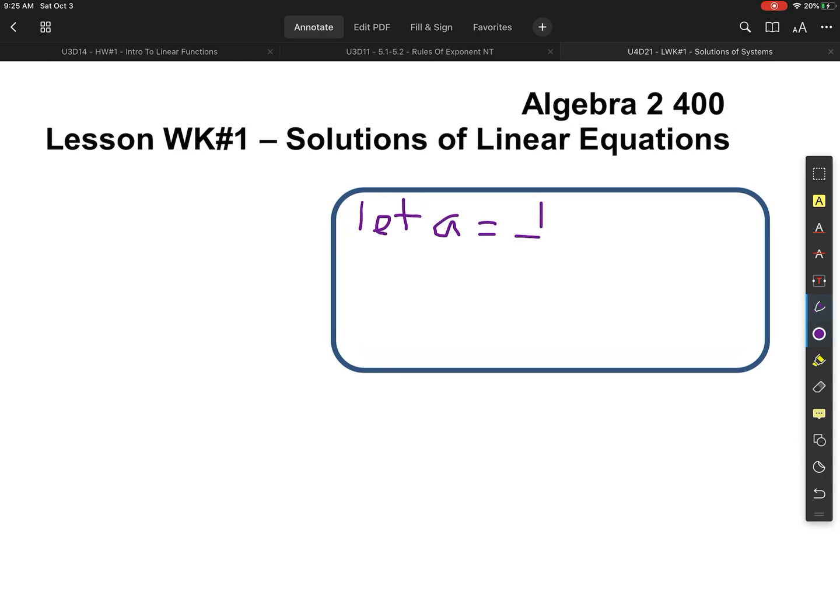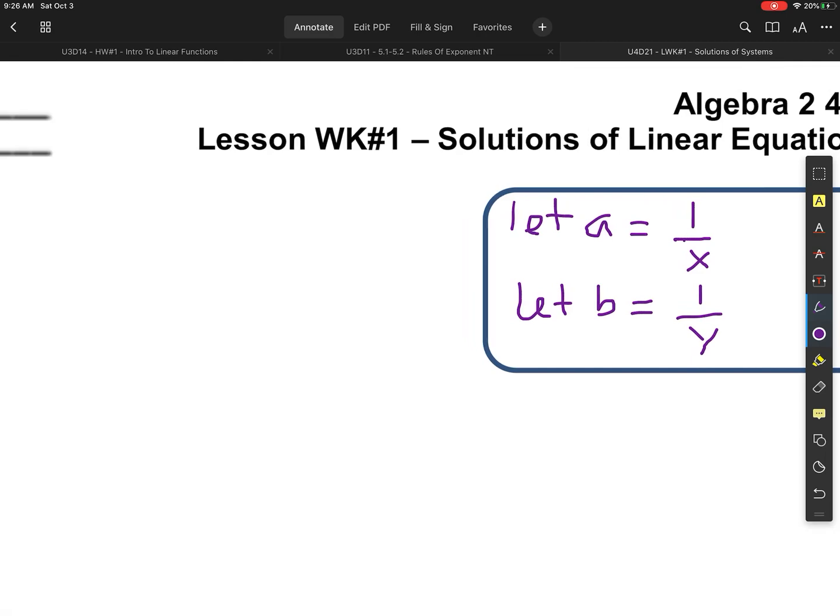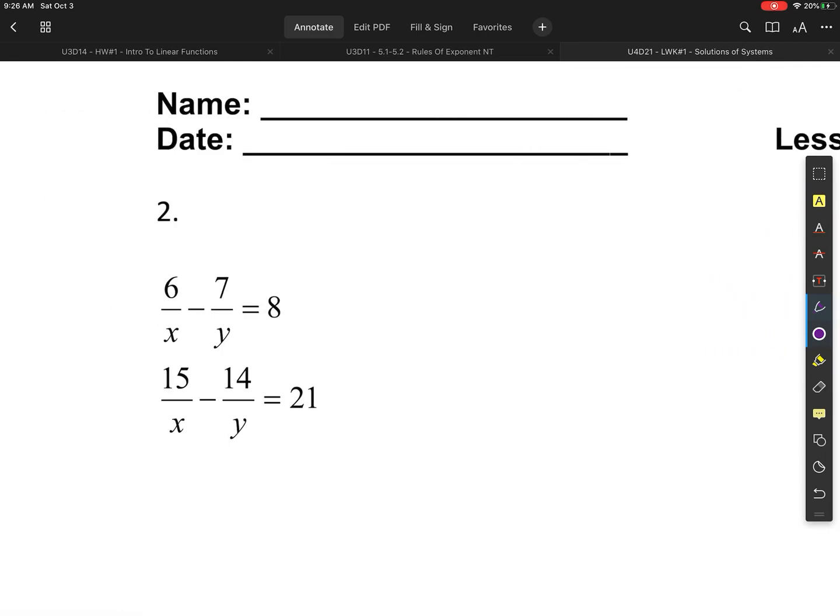A equal 1 over x. Let B equal 1 over y. If you don't want to work with fractions, take a moment and fake it. Pretend we don't have fractions. Right, so what does that mean here? I'm making this equation into 6a minus 7b equals 8 over 15a minus 14b equals 21. So much nicer to work with.